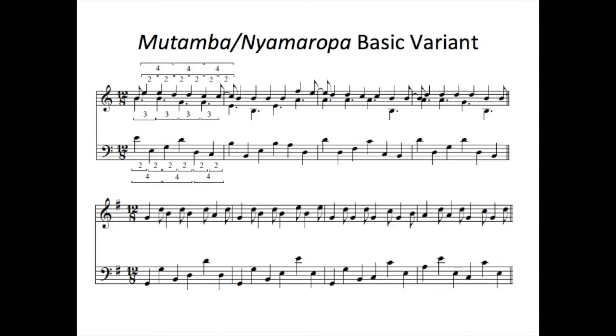So now it's sort of up, down, down, up, down, down, up, down, down, right, in both of these transcriptions, one of them being Mutamba and the other Nyamaropa. And I'd like you to just remember that this is a very basic opening gambit for learning the instrument. The bass line going up, down, down, up, down, down, what we might call 3-4 time in the West.